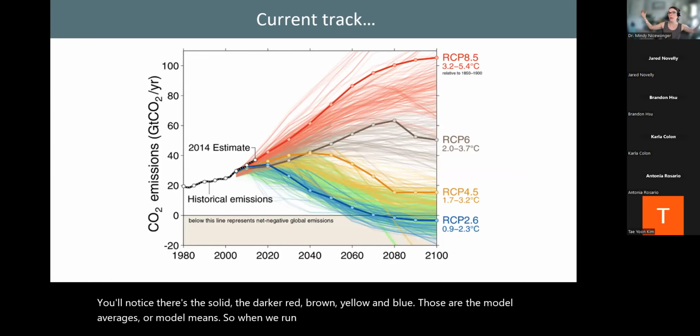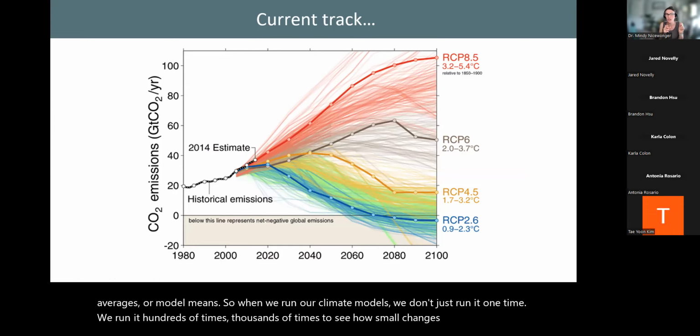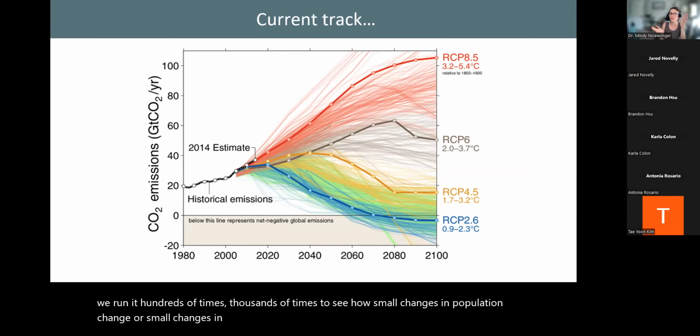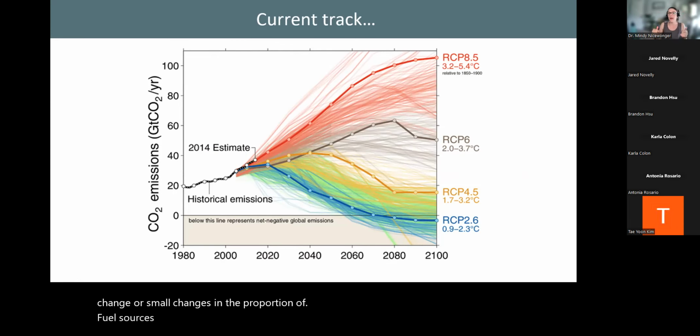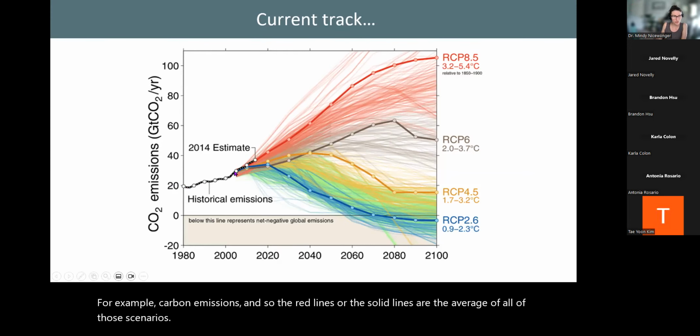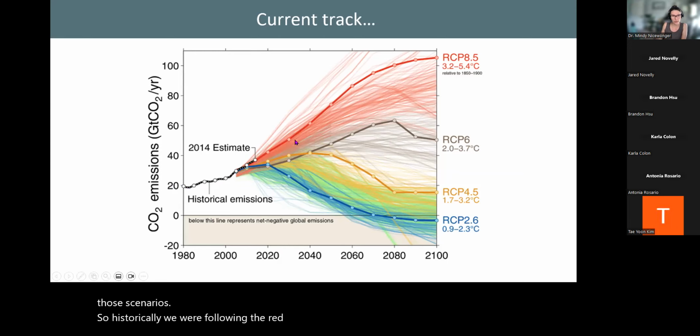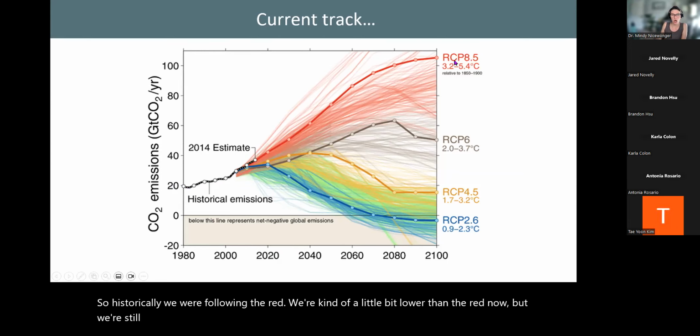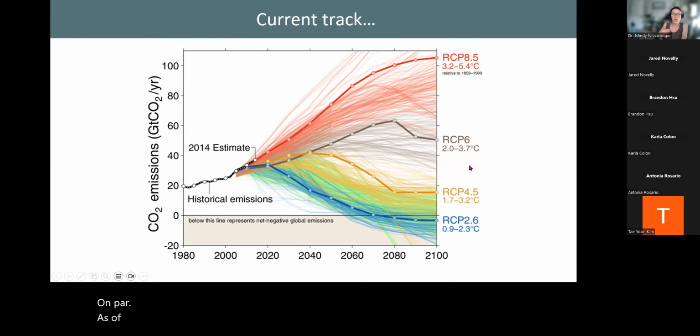So when we run our climate models, we don't just run it one time. We run it hundreds of times, thousands of times to see how small changes in population or small changes in the proportion of fuel sources impact the end result of, for example, carbon emissions. And so the solid lines are the average of all of those scenarios. Historically, we were following the red. We're a little bit lower than the red now, but we're still on par as of today for over 2 degrees Celsius of warming, which is not great.